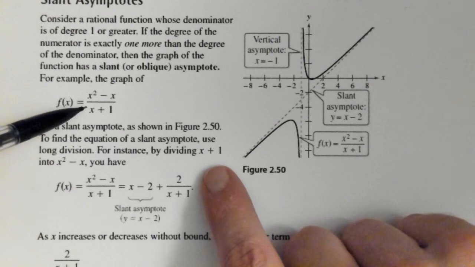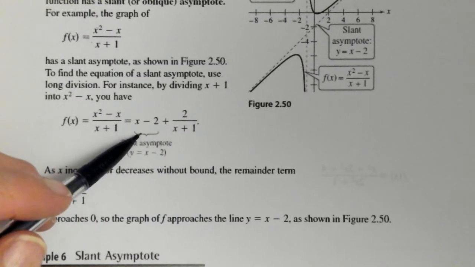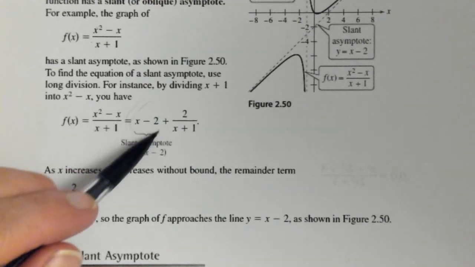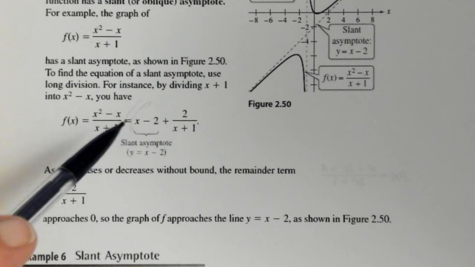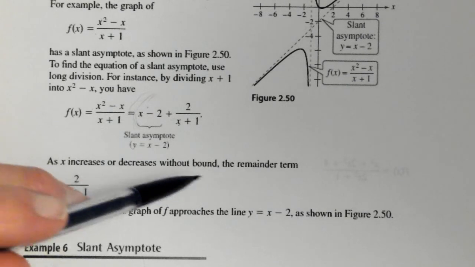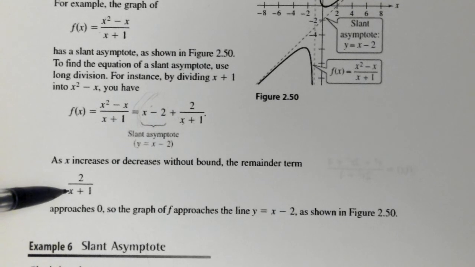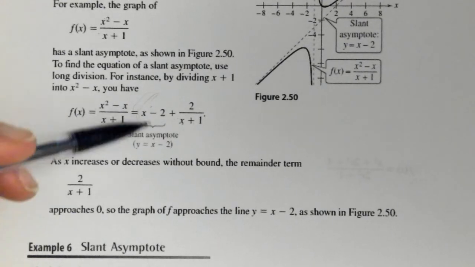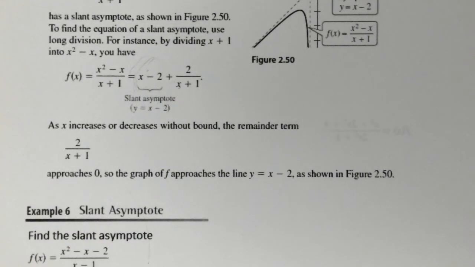By dividing x plus 1 into x squared minus x, we have this. They divided it out, and so this is the quotient plus this remainder. This part of it is the slant asymptote, and the reason why is because the remainder part right here, as x increases or decreases without bound, approaches 0. In other words, that makes this bottom number really big, so the remainder approaches 0. So that's why this portion is your slant asymptote, not the remainder.